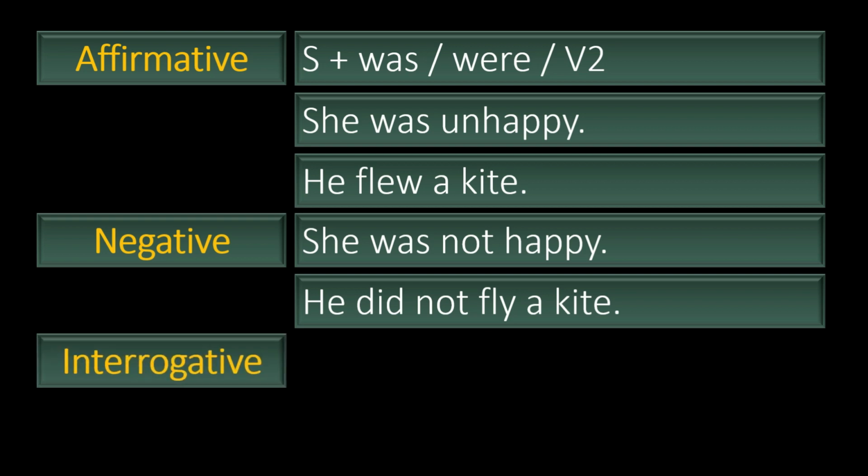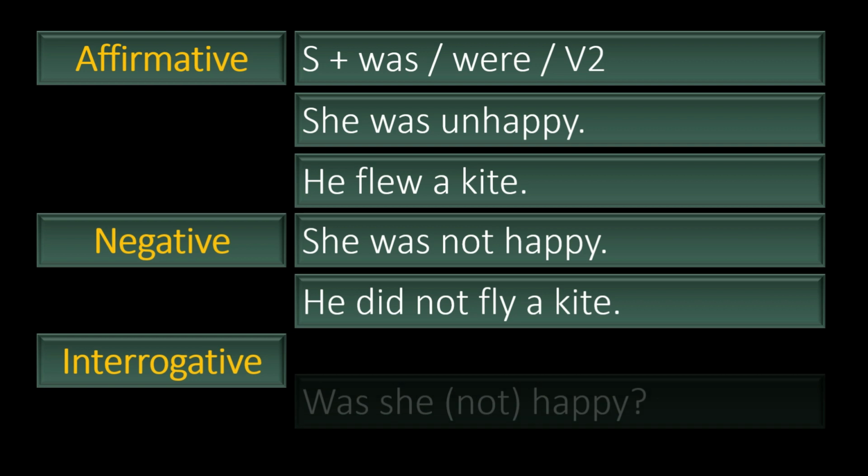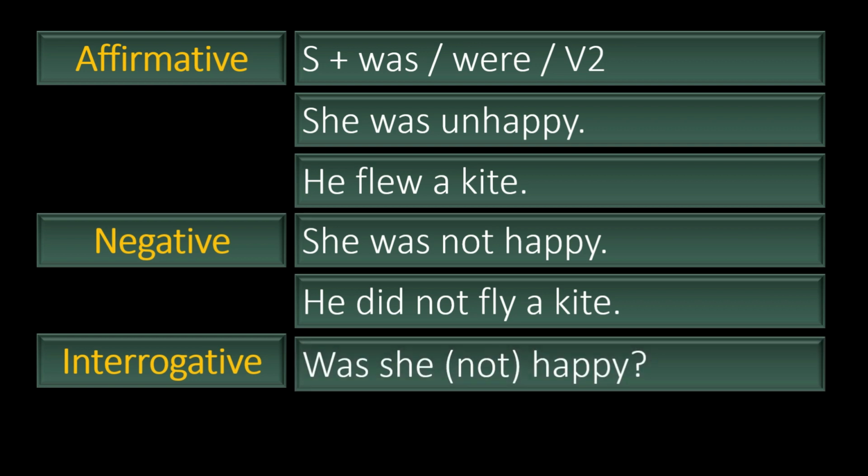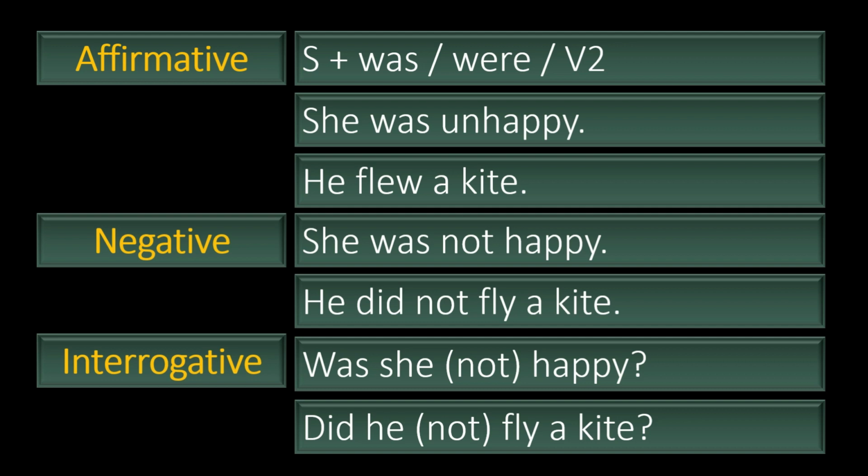And what about an interrogative sentence? Was she happy? That is positive. And if you add not, you can make it negative. Was she not happy? And you can also use this not in contracted form, short form, and you say wasn't she happy? Both are right. Now when you talk about action, did he fly a kite? Or you can say did he not fly a kite? You can also use not at the beginning. Didn't he fly a kite?